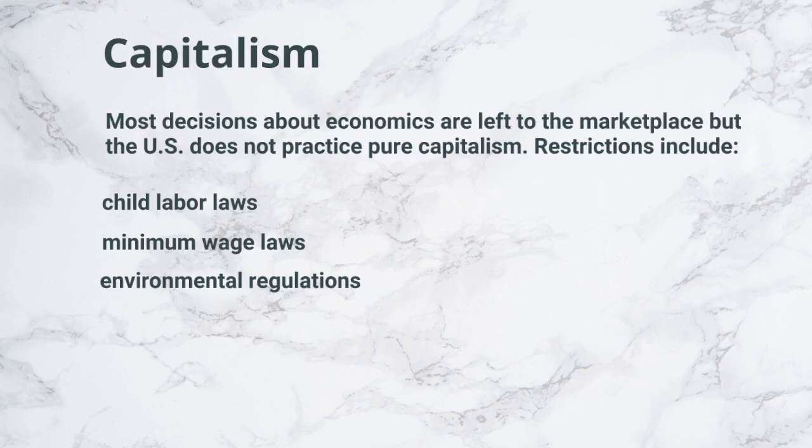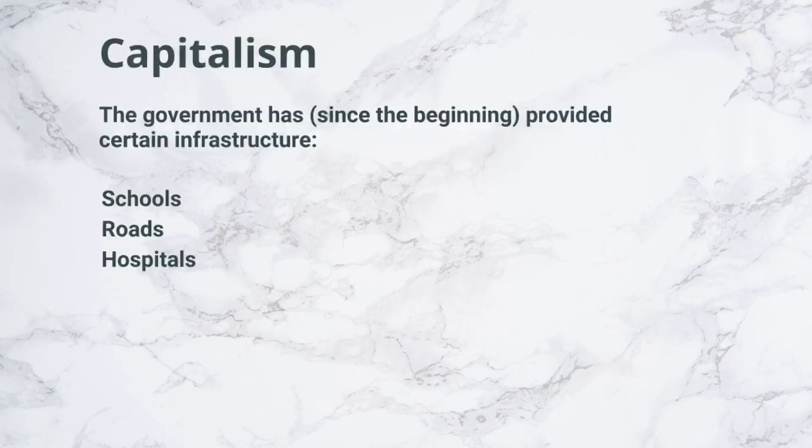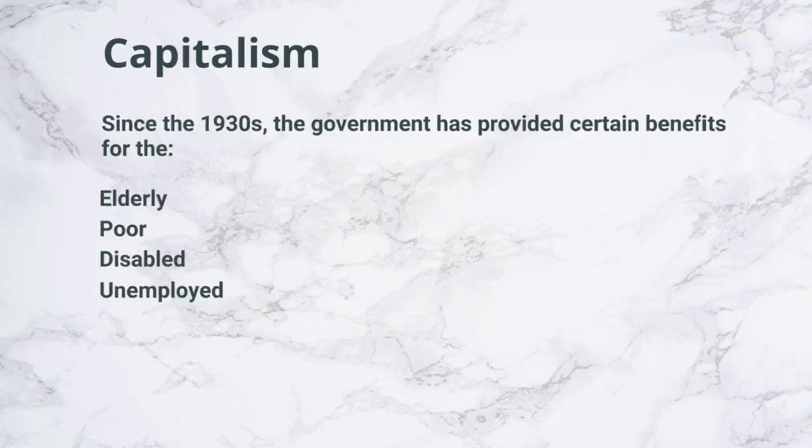Restrictions include child labor laws, minimum wage laws, and environmental regulations. The government has, since the beginning, provided certain infrastructure such as schools, roads, and hospitals. Since the 1930s, the government has provided certain benefits for the elderly, poor, disabled, and unemployed.